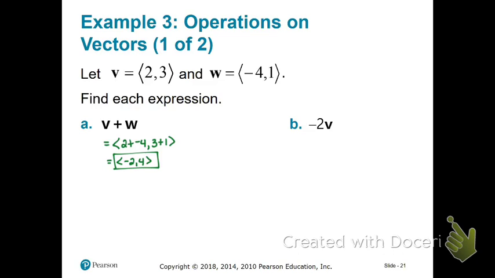And we have negative 2 times vector v. So that's just going to be negative 2. Vector v is what? It has components of 2, 3. So what are we going to do with that negative 2? Yeah, we're going to distribute it through. So we get negative 2 times 2 and negative 2 times 3. So negative 4, negative 6.